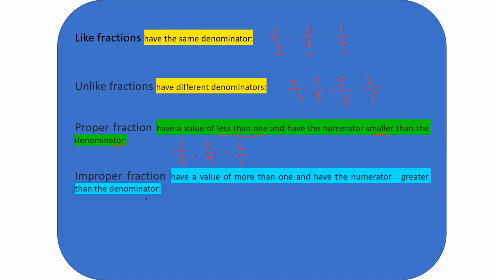Next, improper fraction. The value of an improper fraction is more than 1, greater than 1, and it has the numerator greater than the denominator. In a proper fraction, the numerator is smaller than the denominator. In an improper fraction, the numerator is greater than the denominator. Examples: 5 by 2, 12 by 7, 8 by 3. These are the examples of improper fractions.